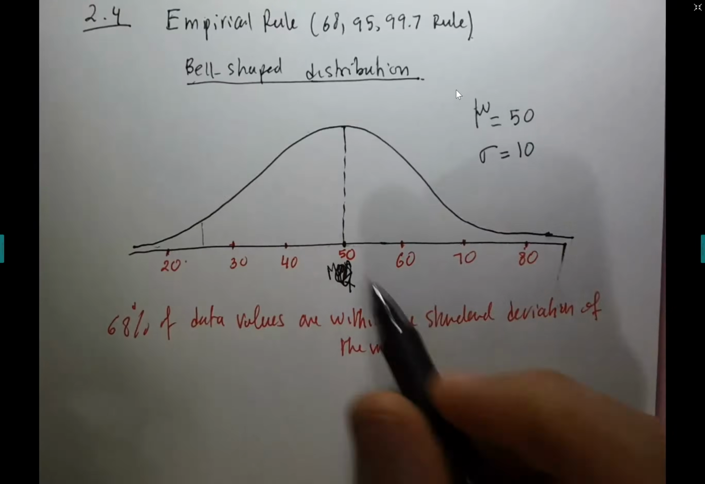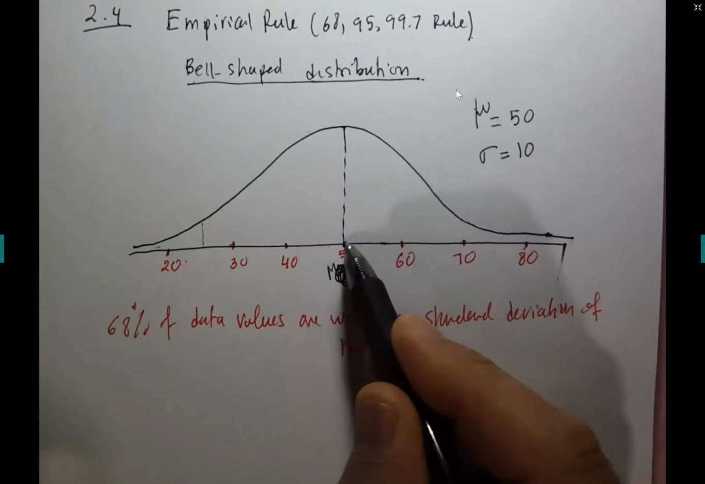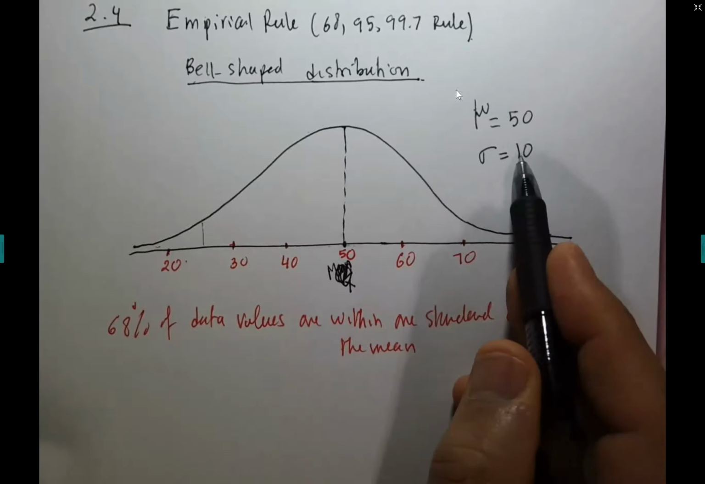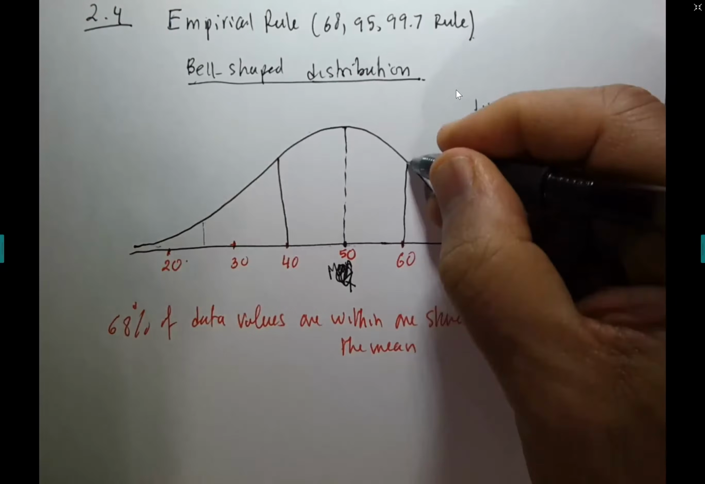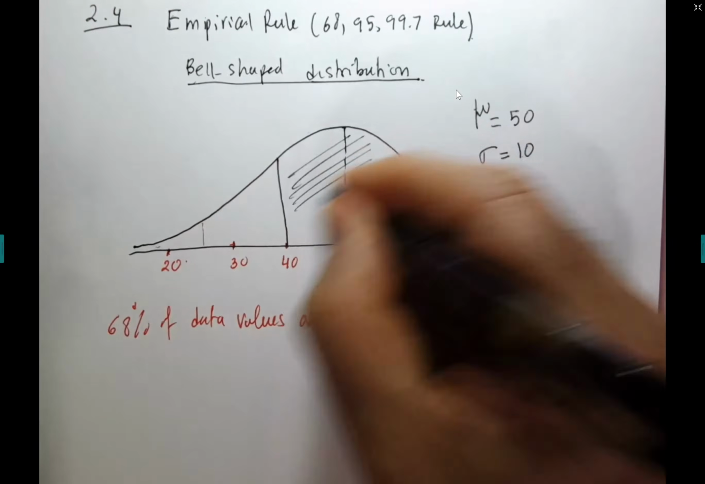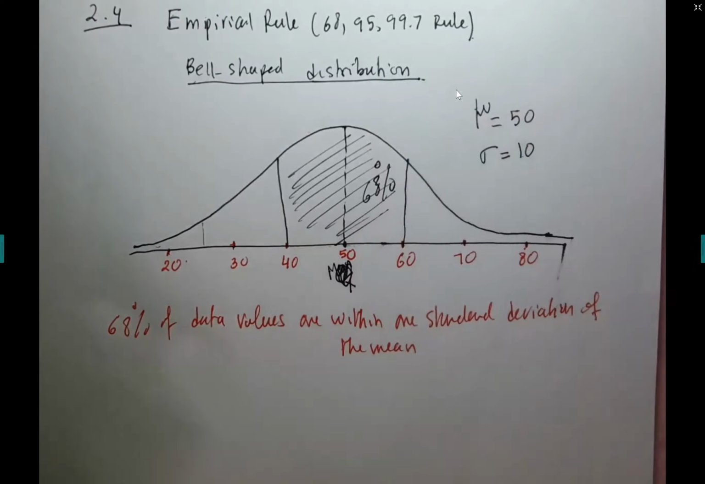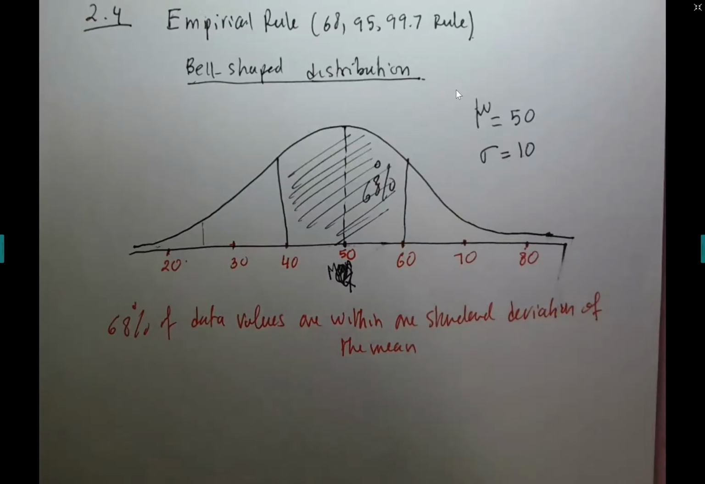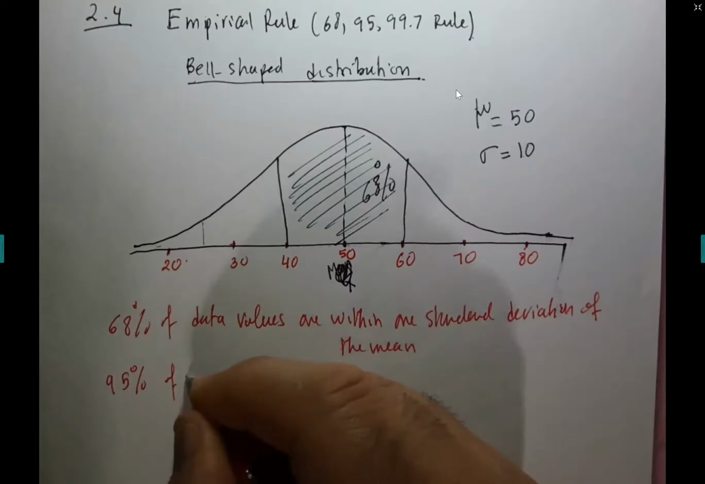mean. If I go one standard deviation below the mean, I'm at 40. And if I go one standard deviation above the mean, at 60. So if I shade those two areas between 40 and 60, I should have 68% of the values of the data set. So this is 68%.